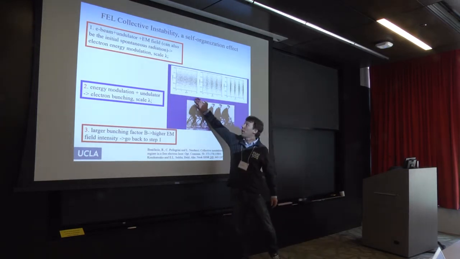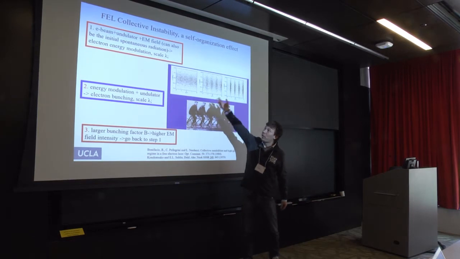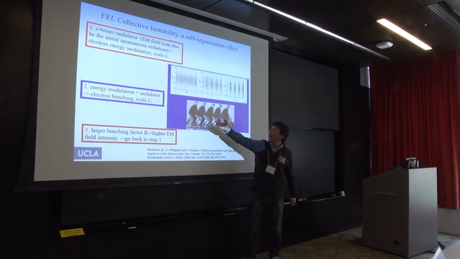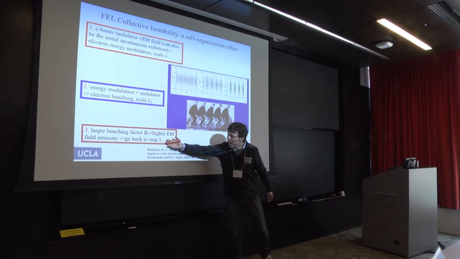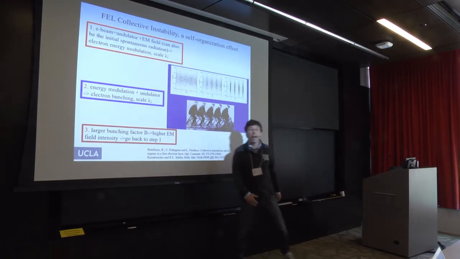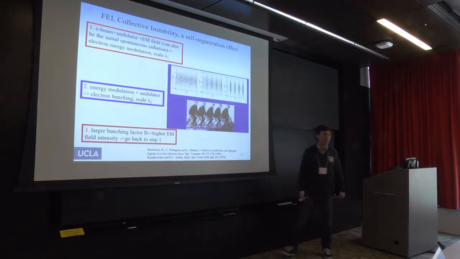So at the beginning, you have a random distribution of particles. The interaction with a wave will generate energy modulation. This energy modulation slowly turns into a density modulation. The density modulation is the electron bunching. So now you have a large bunching factor, and you have a much larger electromagnetic field intensity.